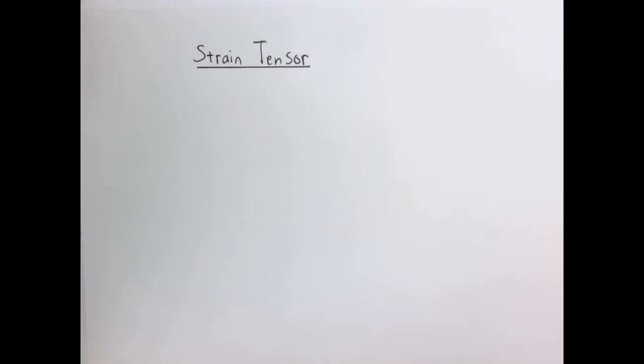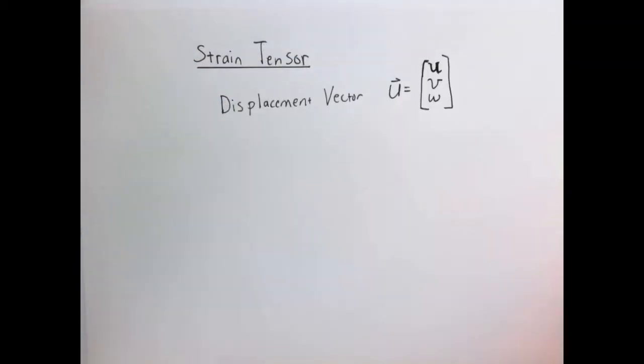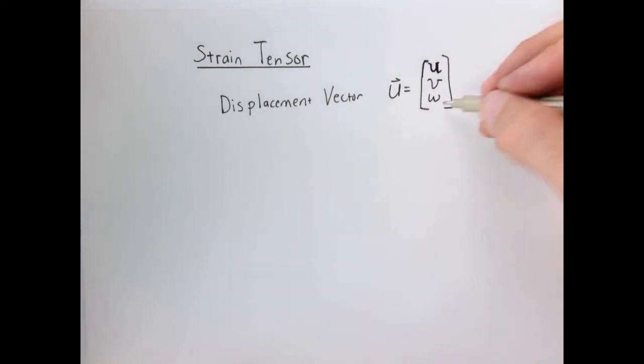So in this lecture, we're going to describe the strain tensor. But before we do that, we have to describe something called the displacement vector. The displacement vector is usually given the symbol u, and it has components u, v, and w for the x, y, and z components. All the displacement vector is, is a vector that points from where a point in the material originally is to where it ends up in the final configuration.